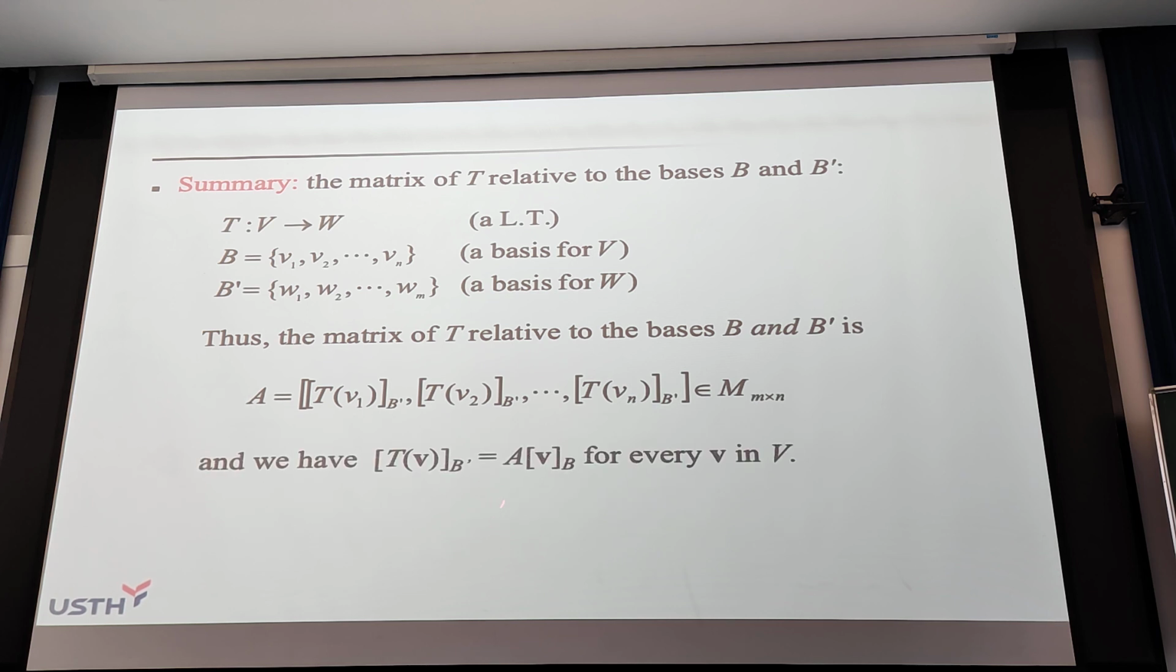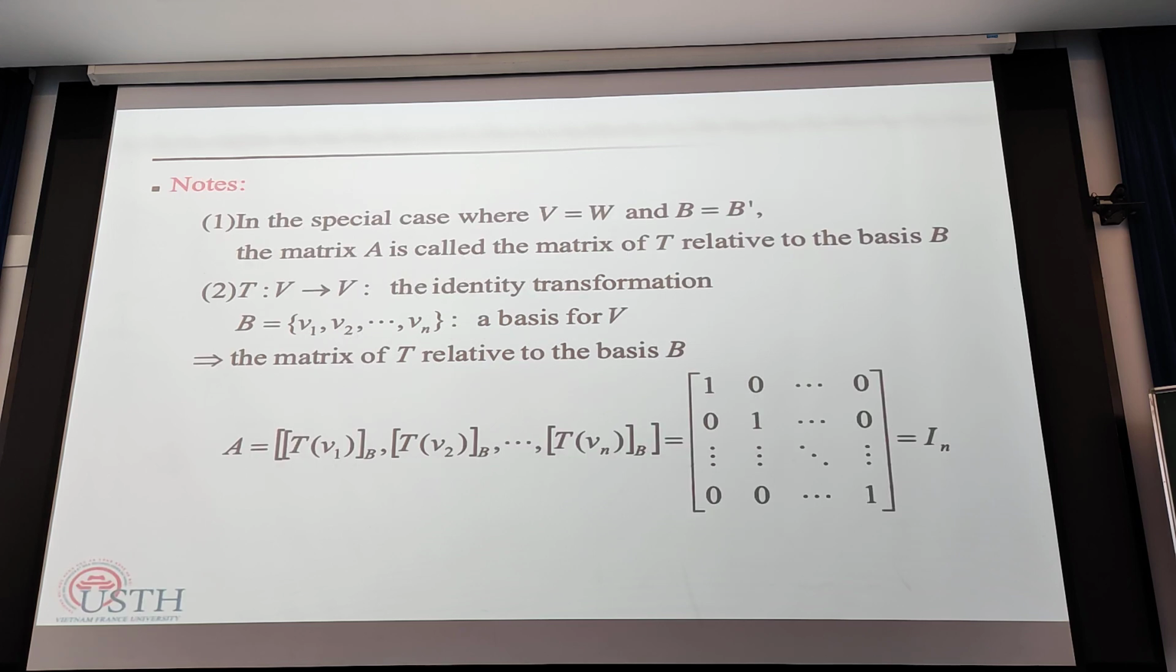And in that case, what I want you to remember is the formula here. The coordinate of T of V relative to the basis B prime will be A multiplied by the coordinate of V relative to the basis B. And that formula is correct for any vector V inside the domain.